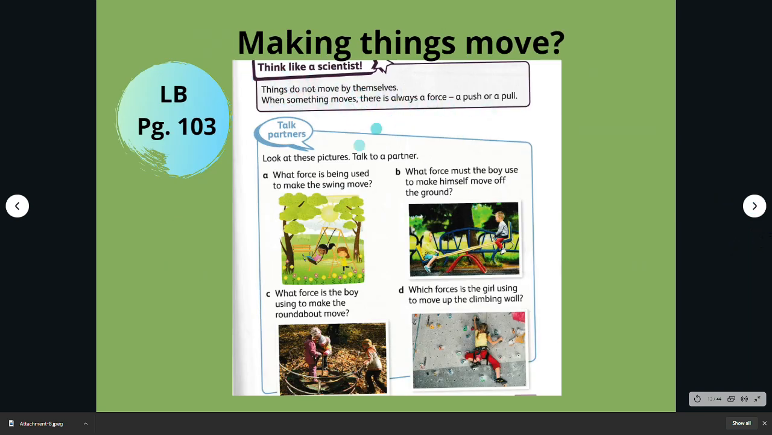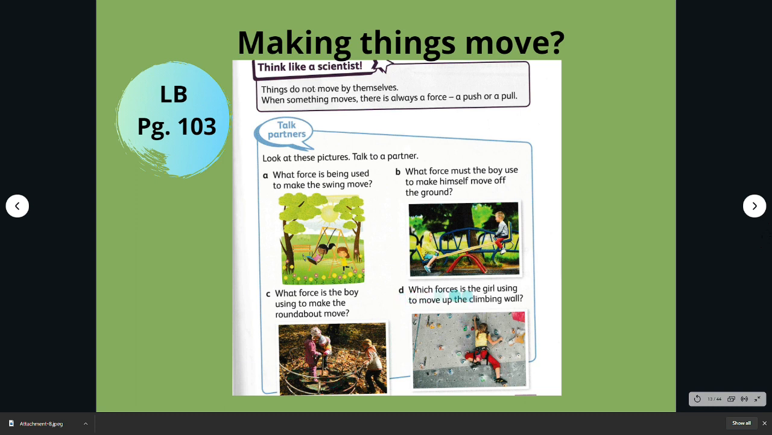Look at these pictures. What force is being used to make the swing move? To make the swing move, the girl standing needs to either push or pull it and then let go. In this picture, what force must the boy use to make himself move off the ground? Okay, so the boy needs to use his legs to push himself upwards. What force is the boy using here to make the roundabout move? Here you can see the girl is using push to make the roundabout move.